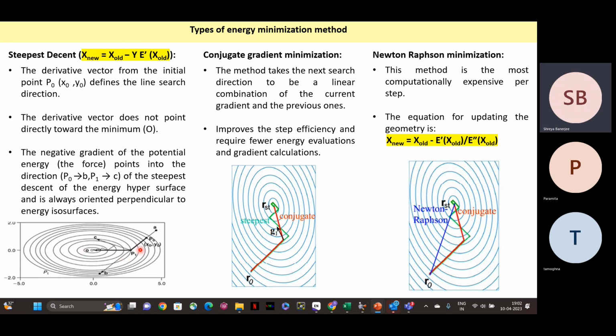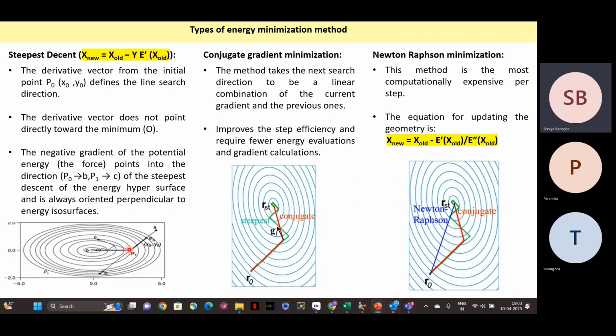So this is basically a contour diagram in which the middle part has the lowest energy, and as you move outwards into larger and larger circles, the energy becomes higher. So what happens is that the negative gradient of the potential energy points into the direction.